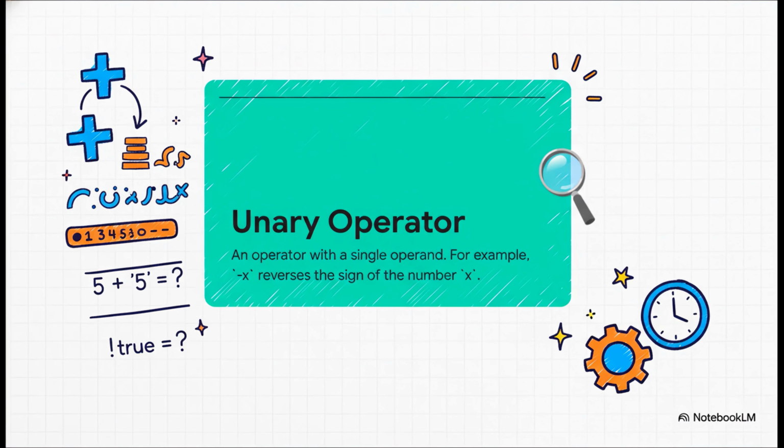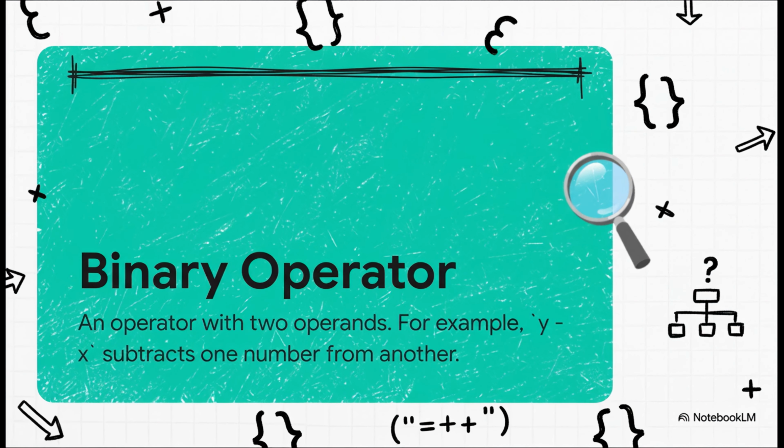That's it. Now, some operators only need one thing to work on. And when an operator has a single operand like this, we call it unary. A perfect example is the minus sign when you use it to make a number negative. In negative x, the operator isn't subtracting, it's just flipping the sign of x. One operator, one operand.